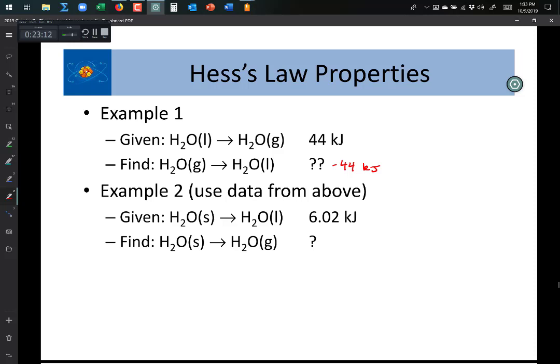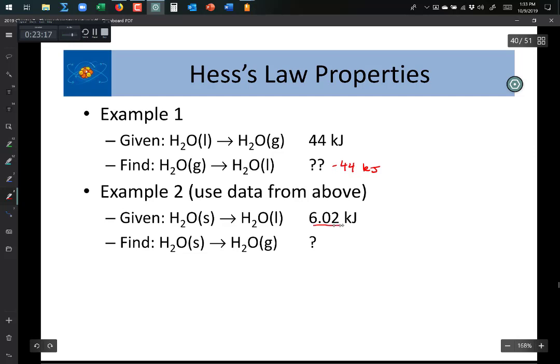Now, if you wanted to melt ice, this is how much energy it takes: 6.02 kilojoules per mole of water to melt the ice. So when it's at its freezing point and you want to melt it, that's how much energy it takes. But let's say you had those two numbers. H2O liquid to H2O gas is 44 kilojoules, and H2O solid to H2O liquid is 6.02 kilojoules. And then you wanted to know how much energy it took to go from solid to gas. How would you do that?